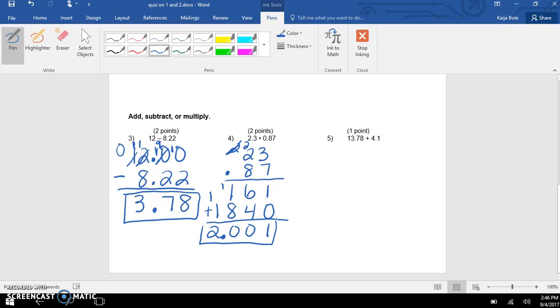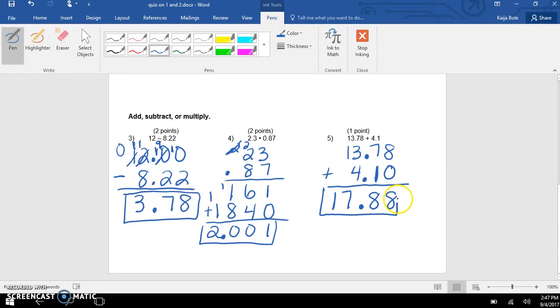Alright, then our last one here is just adding. So again, we're going to rewrite our numbers so we can line up our decimals. Alright, and if it helps here, you can put in that extra 0 at the end here. So we're just going to add down. We have 8 plus 0 gives us 8. 7 plus 1 gives us 8. Bring down that decimal. 3 plus 4 is 7. And then we have 1 plus 0 here, which is 1. So our final answer is 17.88.